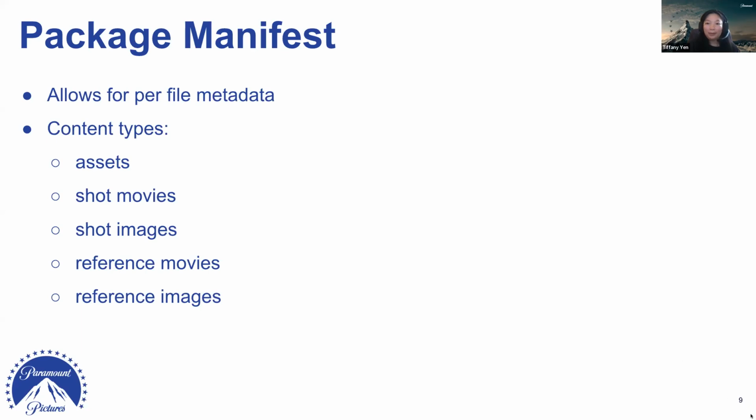So the different content types we have are assets, shot movies, shot images, reference movies, and reference images. Our most common content types are assets and shot movies. And we've divided movies and images into different categories so that we can configure different ingestion processes for different kinds of movies. For example, shot movies, we ingest those on our side and put them into the proper location. And then reference movies are just context movies, so they all get put into one location for production to look at. Next slide, please.